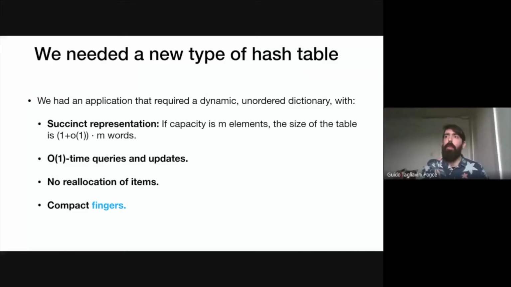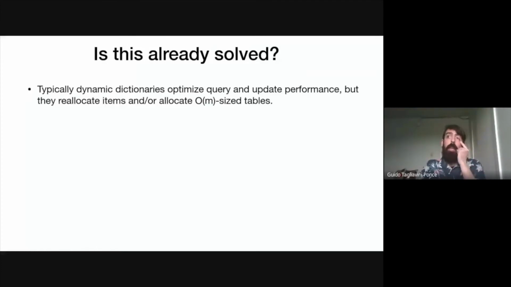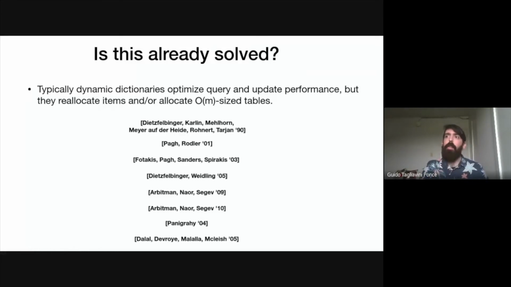Okay, so there are a lot of papers about dynamic hash tables. A fair question is, isn't this already solved? Well, typically these dictionaries optimize query and update performance, but they do this at the expense of reallocating items or allocating linear size tables. For instance, the very first one is a very famous paper by Dietzfelbinger et al., and it does dynamic FKS. Here they don't do any reallocation, but they allocate a table that is 35 times m words.